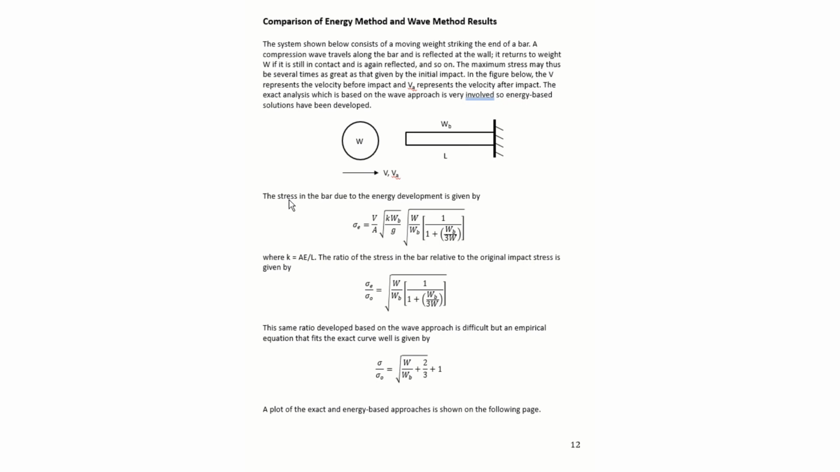The stress in the bar due to the energy-based approach is given by this equation here, where we have the velocity, the cross-sectional area, the stiffness, and the weight of the beam or the rod. This is the acceleration of gravity, and W is the weight of the impact. So the stress in the bar due to the energy method gives us this equation, and this can be a big function of W over WB.